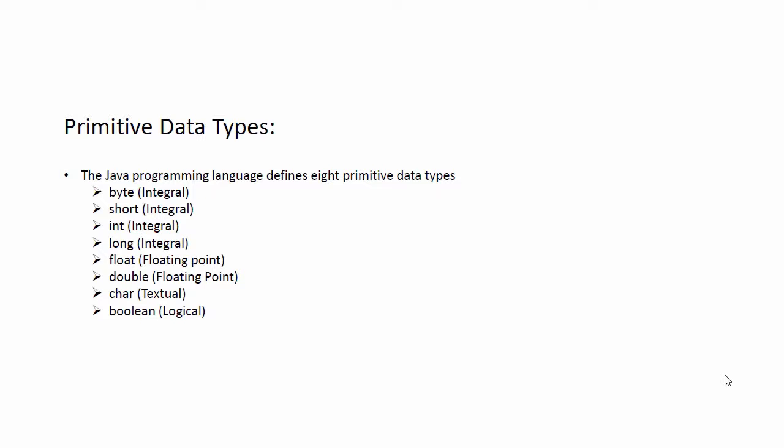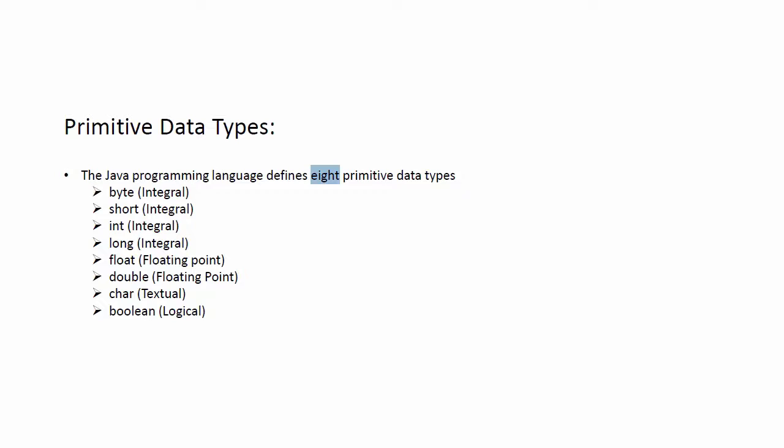Welcome back. In this lecture, we will see all the primitive types defined in Java. There are 8 primitive data types available in Java. Byte, short, int, and long are of integral type. Float and double are floating point numbers. Char is for textual data, and boolean is for logical conditioning.